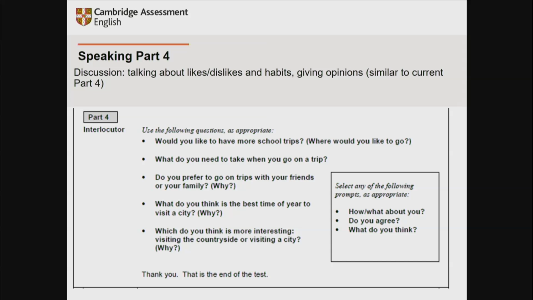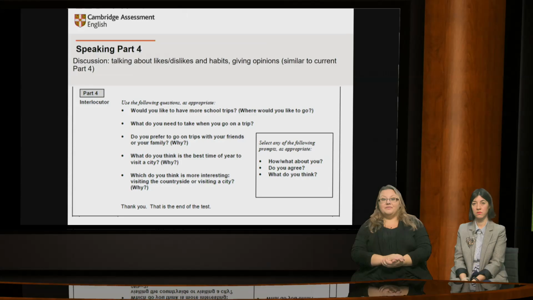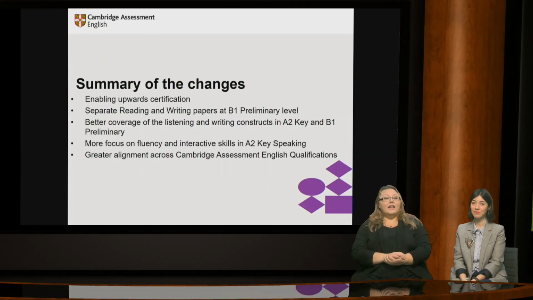In Part 4, the interlocutor widens the topic of Part 3 to avoid any overlap with what the candidates have already said. So here, the questions are more related to going on a trip and visiting places in general. A good way of preparing your students for this task is to regularly discuss opinions and preferences in class, along with justifying these. I think we've covered all of the changes to the A2 Key and B1 Preliminary exams now.